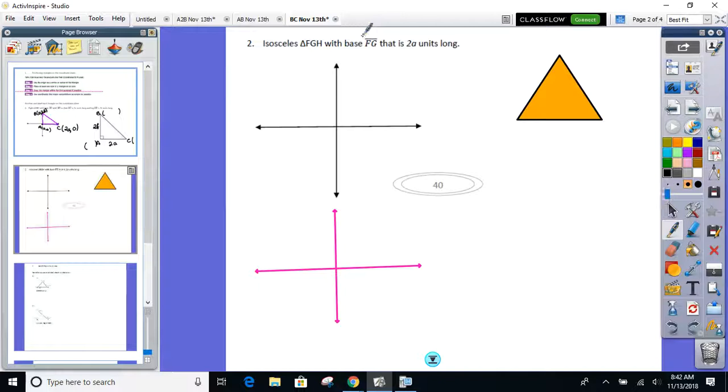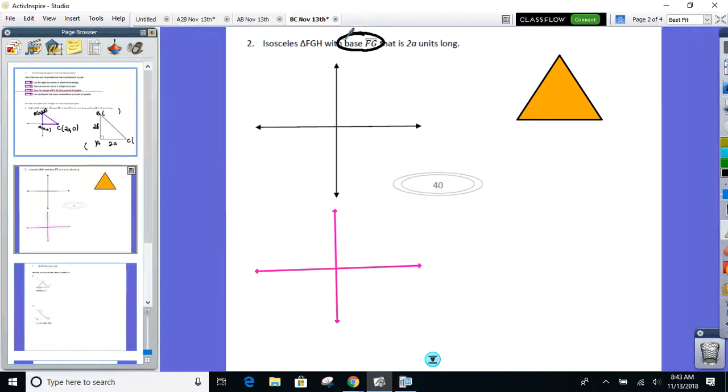Before I start, vocabulary term: base. Anybody remember what we referred to as the base? Don't tell me the bottom. It's the one that's not congruent to the other two sides, the outcast side. So F and G have to be on there, and H will be on there. That base has to be 2A units long.